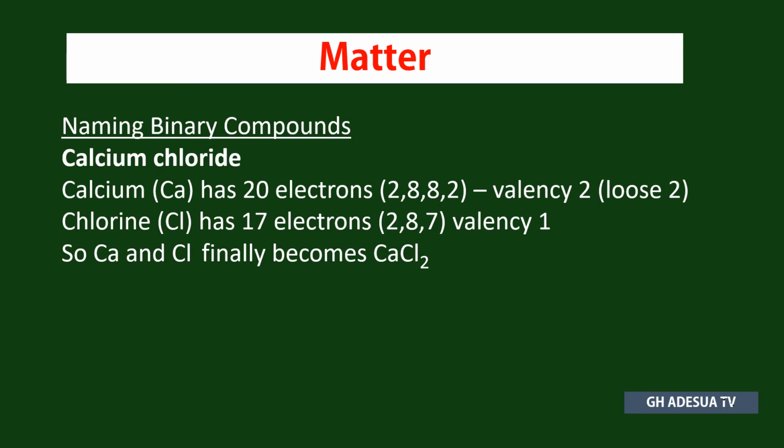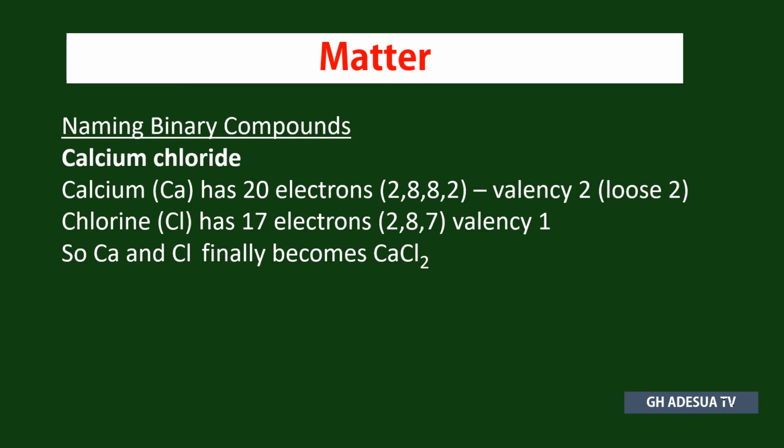And chlorine has 17 electrons. Like we did earlier, it has 2, 8, 7. The 7 would rather prefer taking on an electron, and that means the valency becomes 1. So calcium and chlorine forming a binary compound becomes CaCl2.